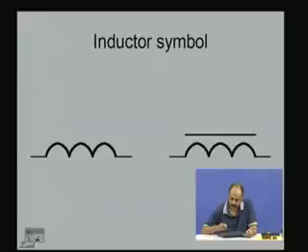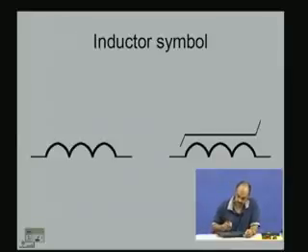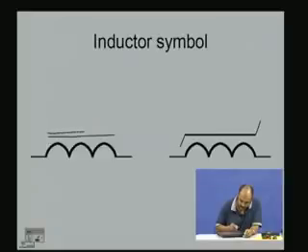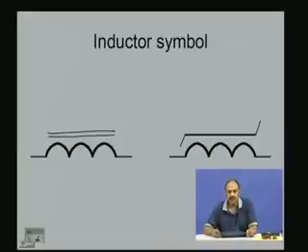One should note that if one is talking of a saturable core inductor, sometimes in the literature you will see a symbol like that. Sometimes you will also see a symbol with a double line for the core. These are the various symbols that you will find in the literature, but in general the basic symbol is the curved lines indicating the coils in an electric circuit.